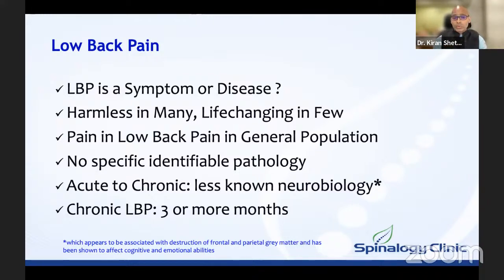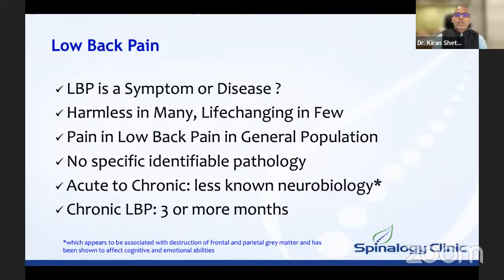Many times there is no specific identifiable pathology, and we'll go forward and see how we can treat such patients as well. Patients usually come with acute pain, and they can be treated very easily. The protocols are well set for that. But which acute pains might get into chronic pain, nobody knows.